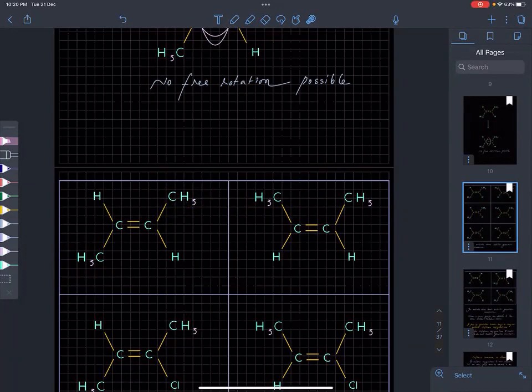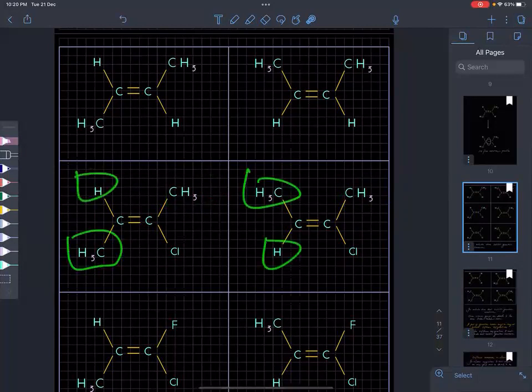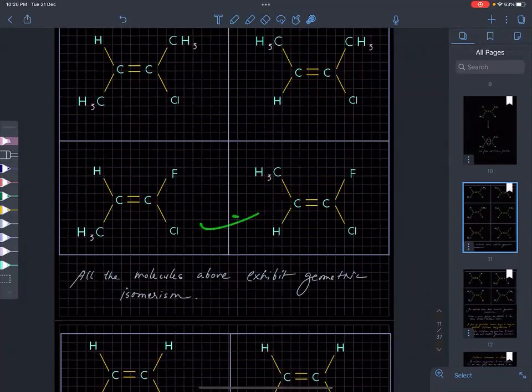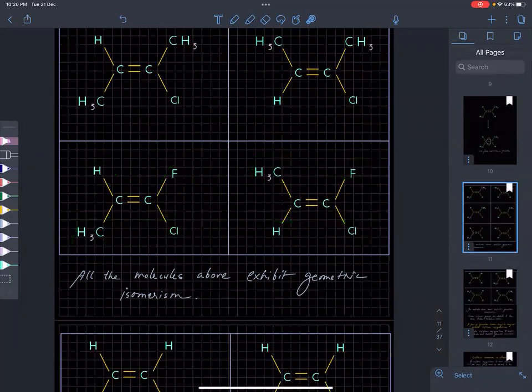What about these two? They are also geometrical isomers only. Chlorine, chlorine, CH3, CH. This is the same, but on this side we have the same groups attached on the opposite sides. So these two are also geometrical isomers of each other. What about these two? They too are geometrical. This is the same, this is just opposite. Clear? So these two are also geometrical isomers of each other.